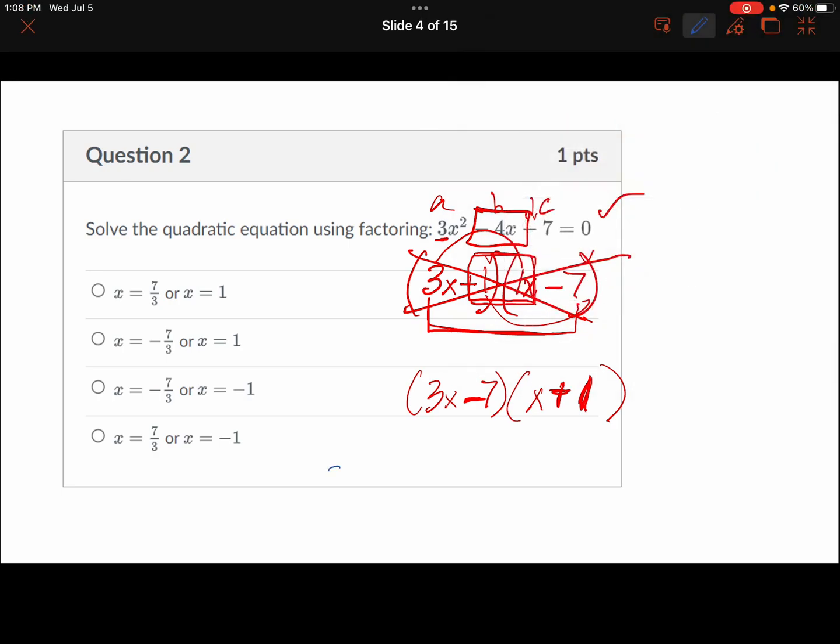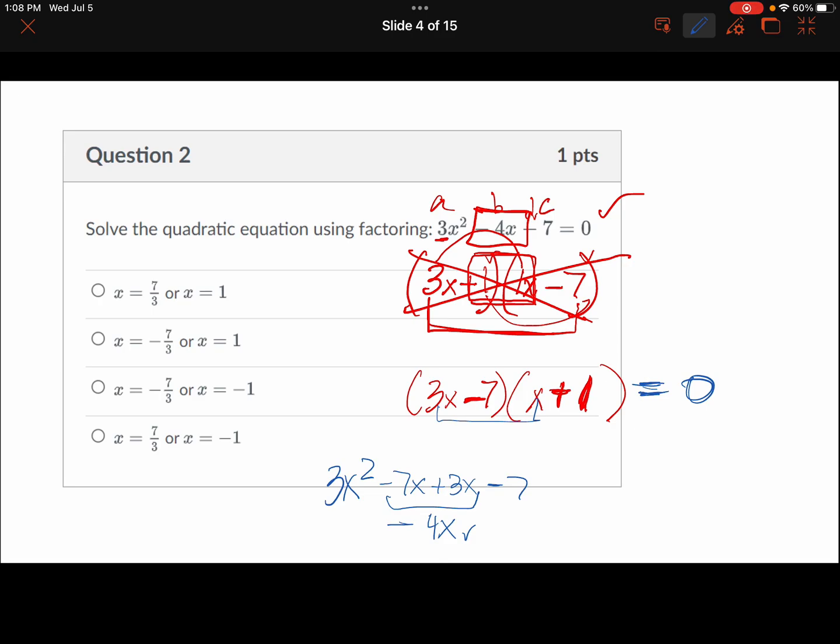I would get 3x squared for the first terms. And for the inner terms, I would get negative 7x, and I would get plus 3x, and negative 7x plus 3x would give me negative 4x, so that checks, and then I would get a minus 7. I'm going to set that equal to 0 because I'm using the 0 property.